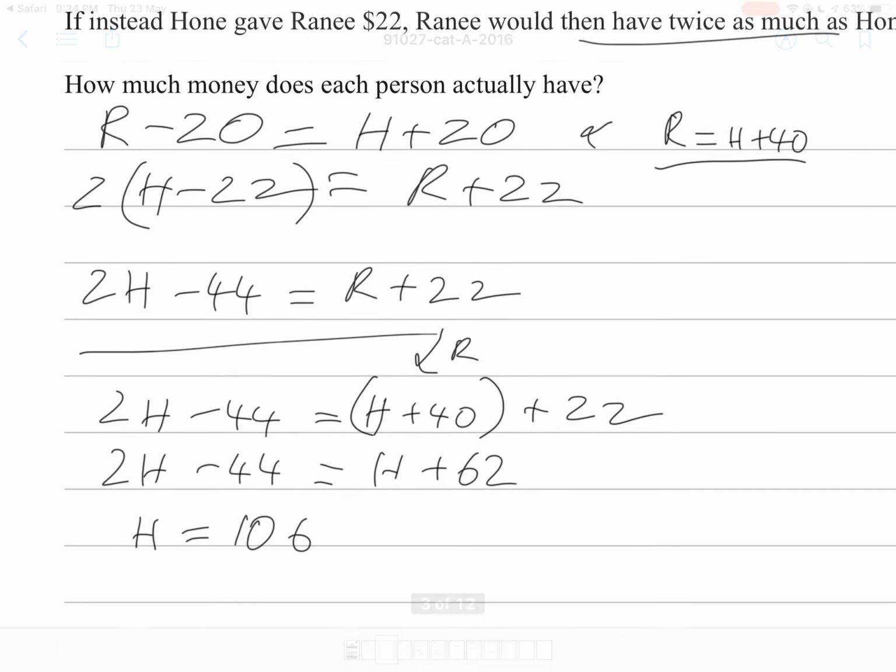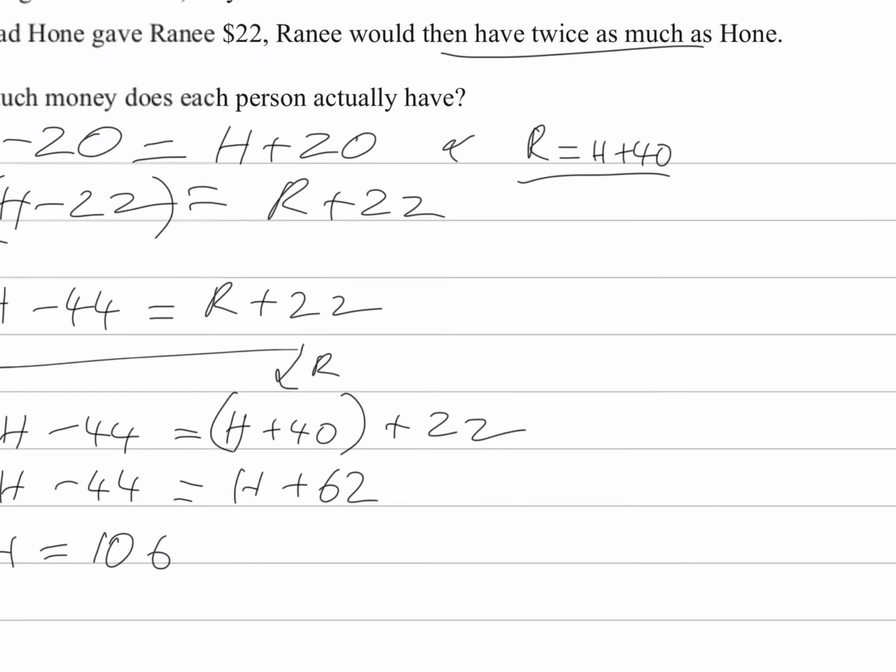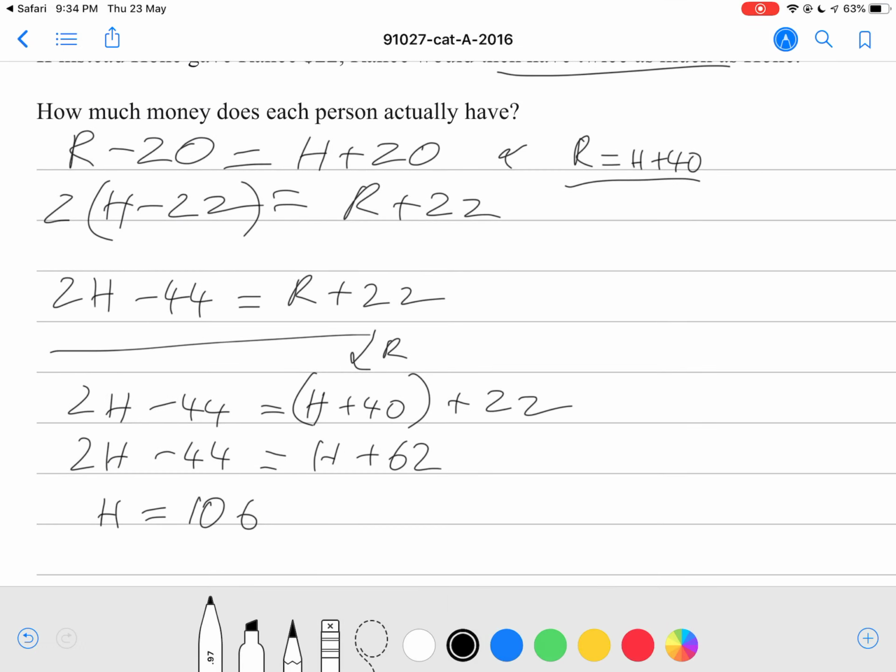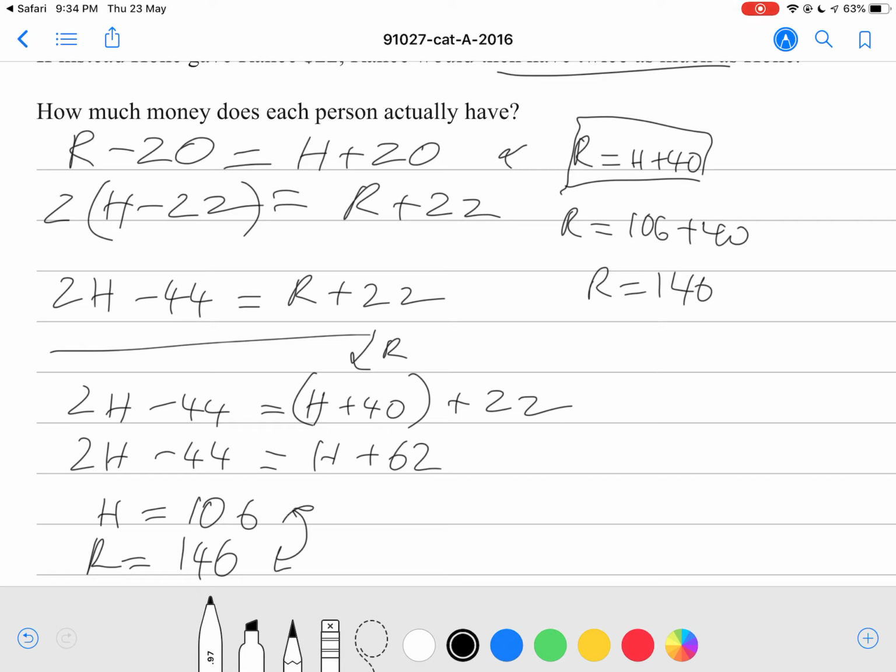So now we can put H equals 106 into this equation here. R equals H plus 40. So you can say R equals 106 plus 40, and therefore R equals 146. Okay, so R equals 146. Yeah, and that's your final answer here. Both these amounts are your final answer.